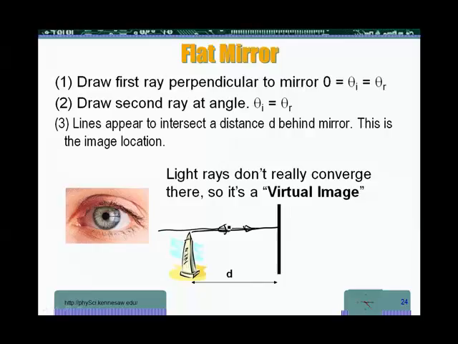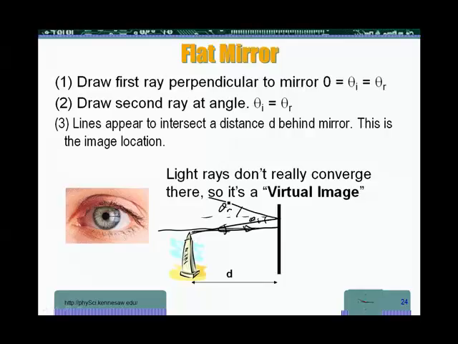And then we draw a second ray at another angle, theta sub i. That light beam, if it makes an angle theta sub i with the perpendicular, is going to be reflected at theta sub i.